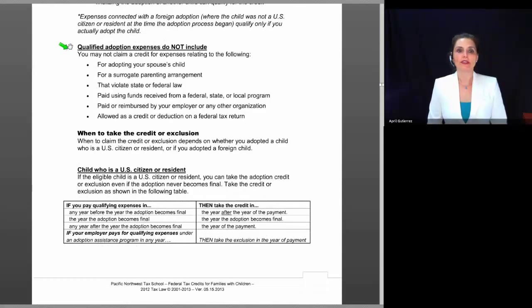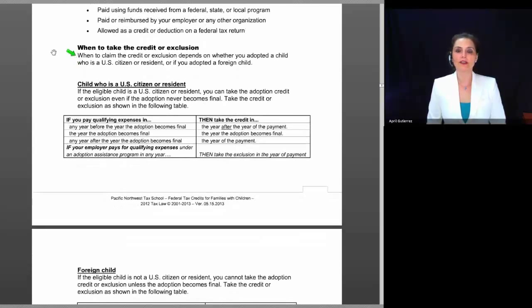Qualified adoption expenses do not include, and you may not claim, any of the following expenses: the costs of adopting your spouse's child, a surrogate parenting arrangement that violates state or federal law, expenses paid using funds received from a federal, state, or local program, expenses paid or reimbursed by your employer or any other organization, or expenses allowed as a credit or a deduction on a federal return.